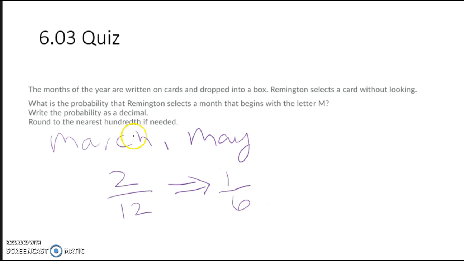It does simplify to 1/6, but notice you need it as a decimal rounded to the nearest hundredth, so 2 decimal places. So put it in decimal form, rounded to 2 decimal places. And that's the probability that Remington selects a month that begins with the letter M.